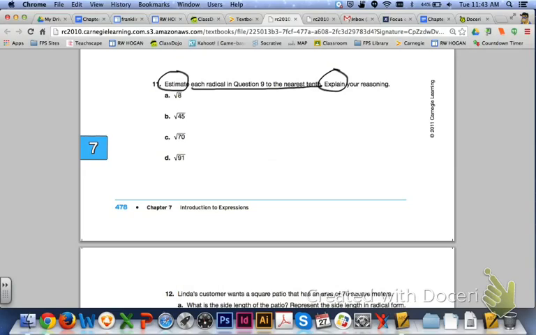Let's take a look at number 11 at the bottom of page 478 to finish up problem 1. We need to estimate each radical in question 9 to the nearest tenth and explain our reasoning. So go ahead and do letters A through D for number 11.